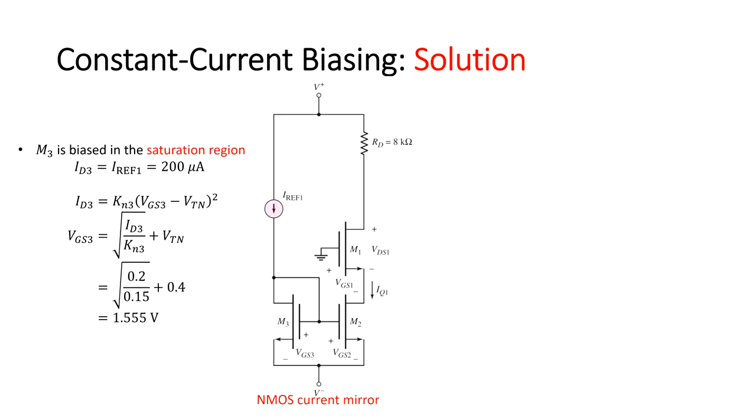The transistor M2 is assumed to be biased in the saturation region. Since the gate terminals of M2 and M3 are connected to each other, the gate to source voltage of M3 is equal to the gate to source voltage of M2. Then the current ID2 or IQ1 can be found.